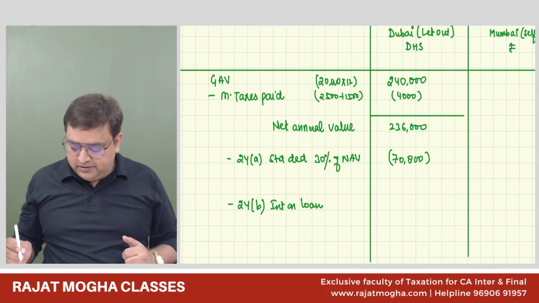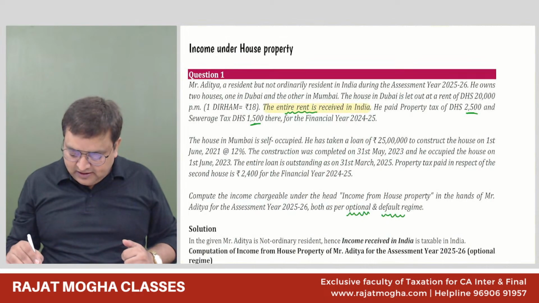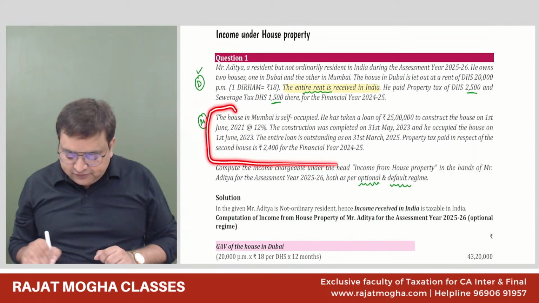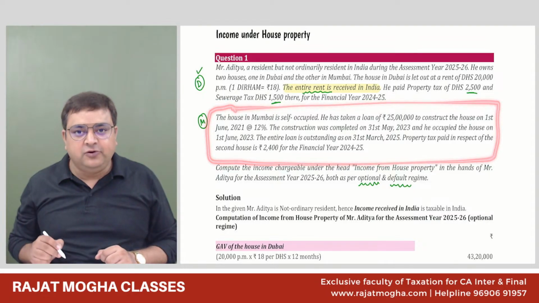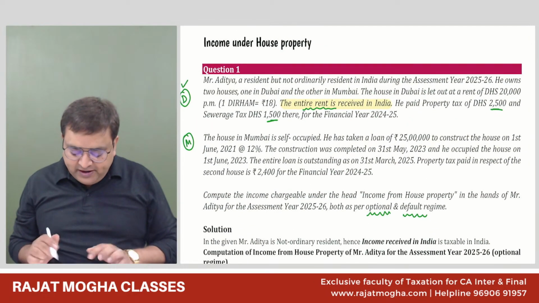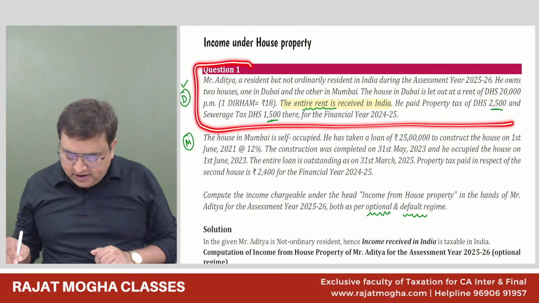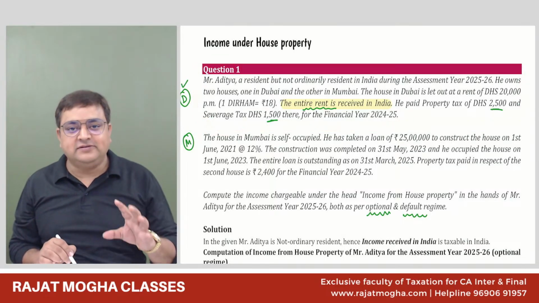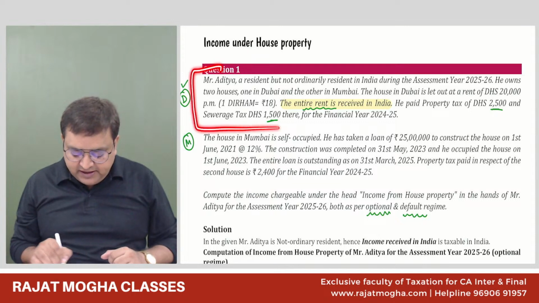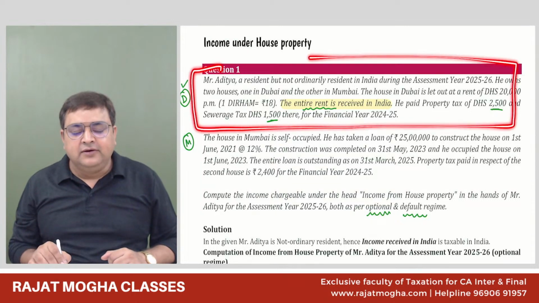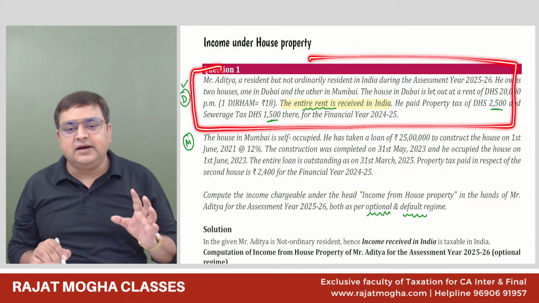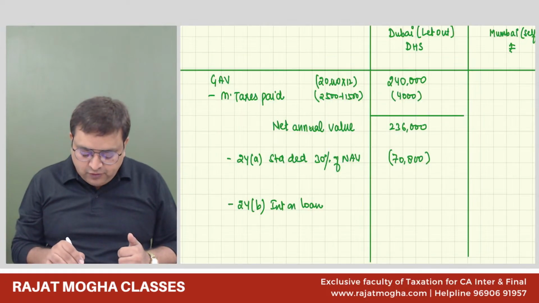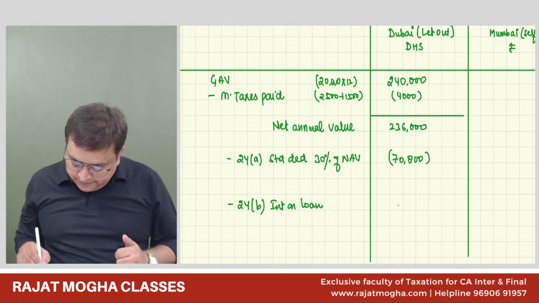Interest on loan. Okay, was there a loan? The answer is yes, there was a loan, but with respect to the Mumbai house. With respect to the Dubai house, there was no loan. Dubai house information is completed in this paragraph only, and in this paragraph they have not mentioned anything about a loan taken for the Dubai house. So the interest on loan would be 0.